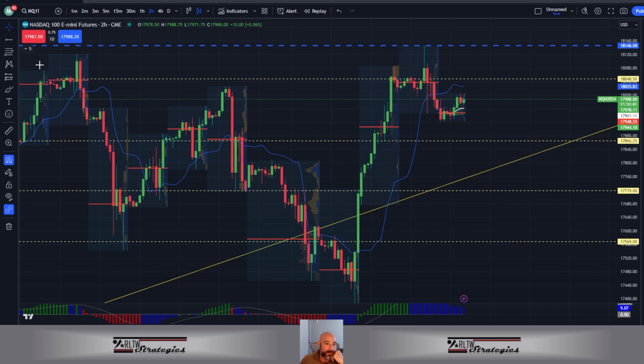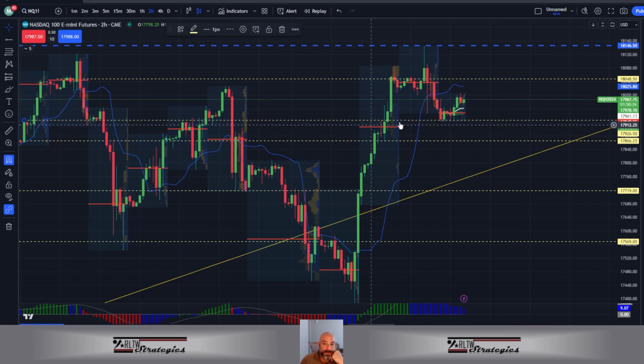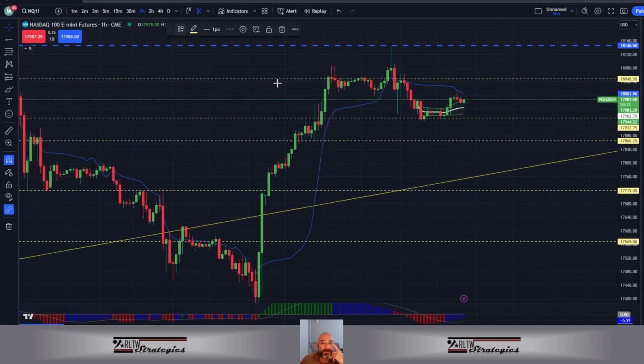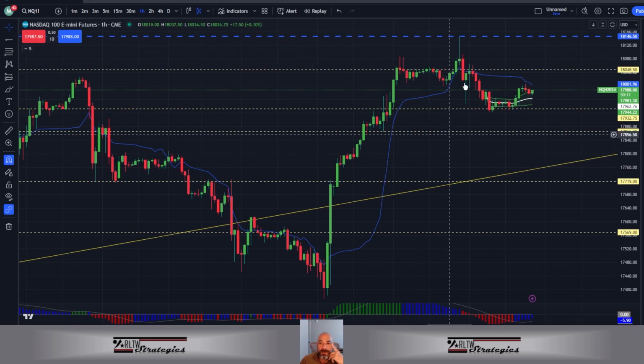So here we got an area of decision. This one's a lower area of decision. These candles here are an area of decision. That's where that one's at. Decision, decisions, decisions. That's on the 2-hour. Let's go to the 1-hour.